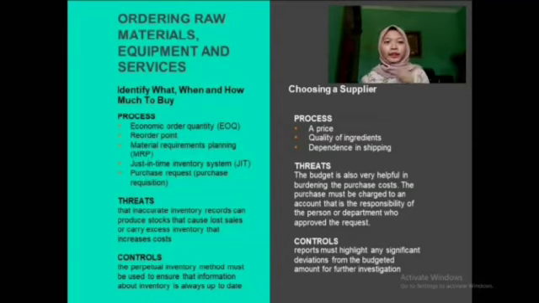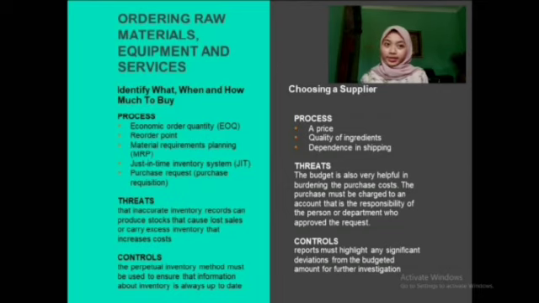1. Identify what, when, and how much to buy. Process. There are 5 processes to identify what, when, and how much to buy. First is economic order quantity or EOQ. This is the optimal order size to minimize the amount of ordering, storage, and out of stock costs. 2. Reorder point. This determines the level at which the inventory balance of an item must be before the order to replenish stock begins.